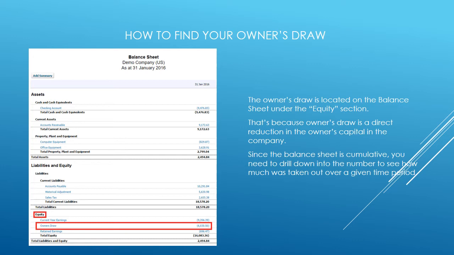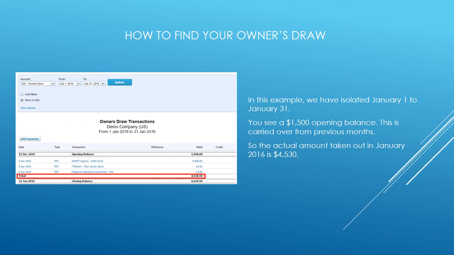So if you want to know what happened with your owner's draw in a specific period of time, you're going to want to drill in one step further. In Xero, you can click on owner's draw, and you'll understand a little bit more about what's going on. Once you've done that, it'll take you to this screen that will explain what's going on in the owner's draw account. One thing to notice is that at the top, there's an opening balance of $1,500. What that means is that has been there.